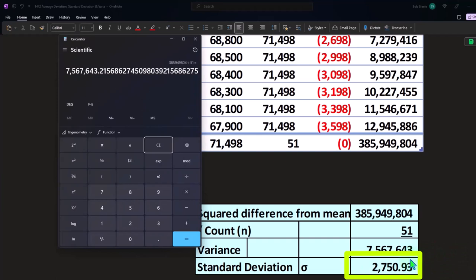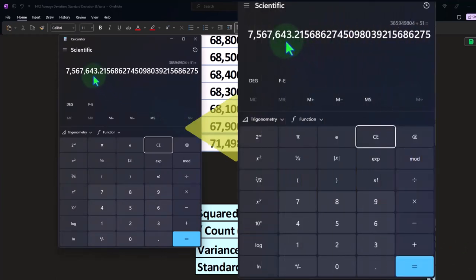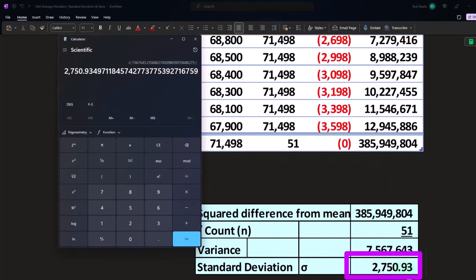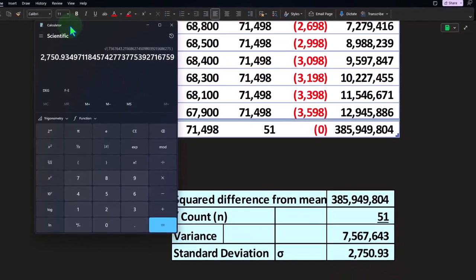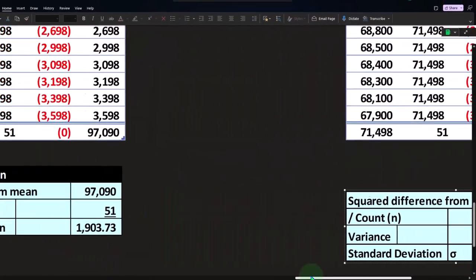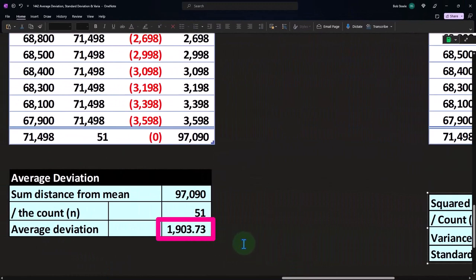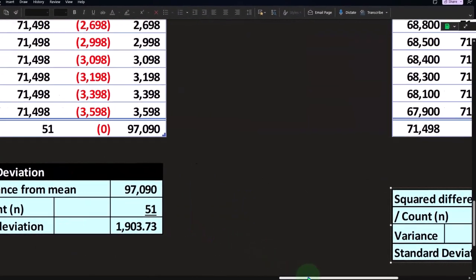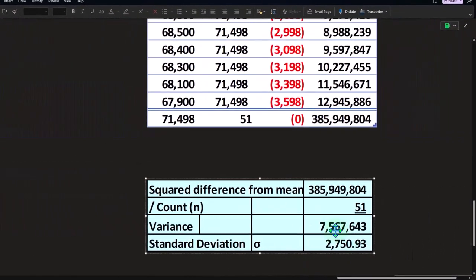This is the variance, which could be useful. And so then I'm going to take that and take the square root. And so that gives me the 2750. And notice that number is higher than the 190373 we did with a more intuitive kind of method.